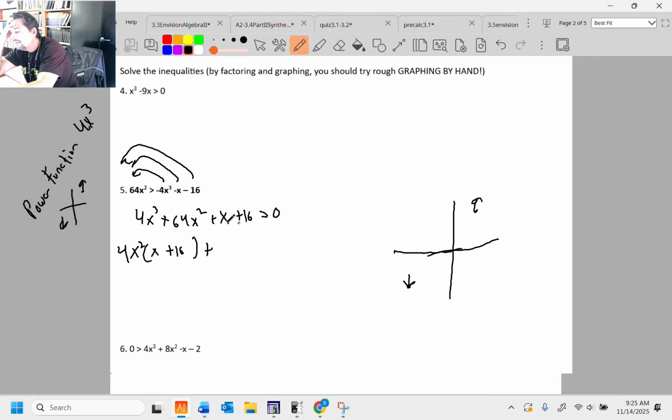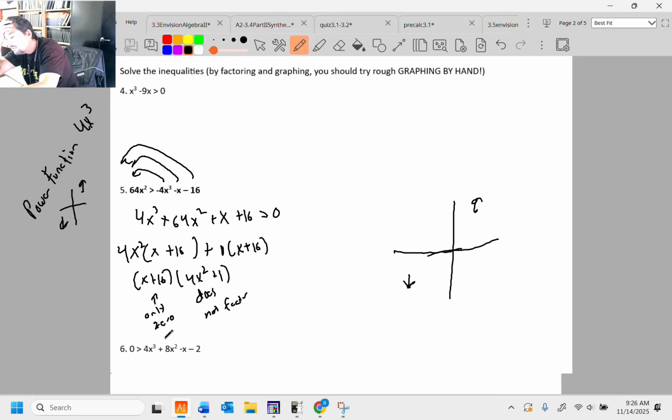Here, it may not be obvious, but to make x plus 16 work like this, you need the 1 there. Otherwise, you won't have the correct view. Both of these terms contain x plus 16, and the leftover stuff is 4x squared plus 1, which does not factor. So this is the only 0, and its multiplicity is that it happens one time. So we cross the x-axis.